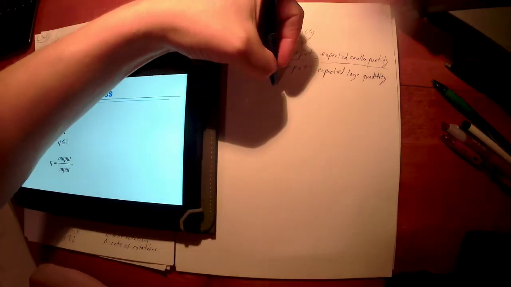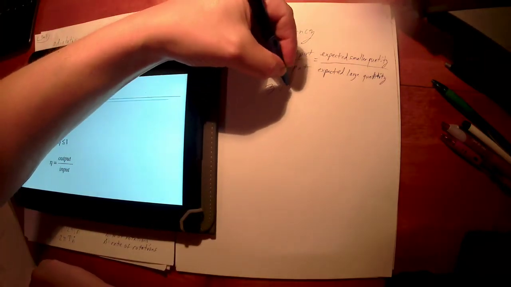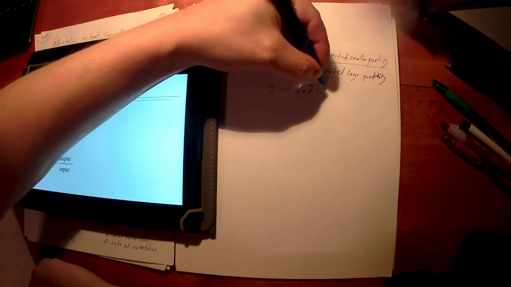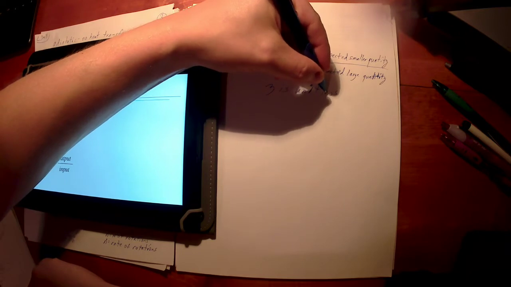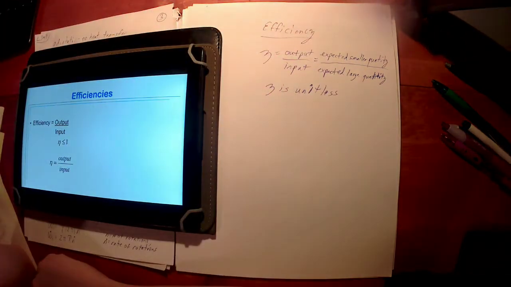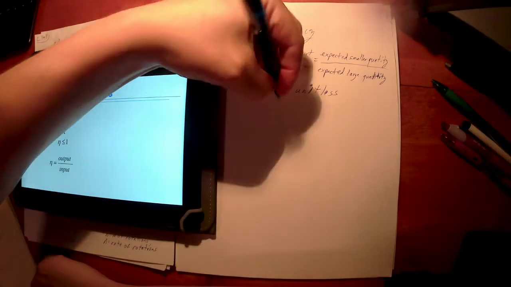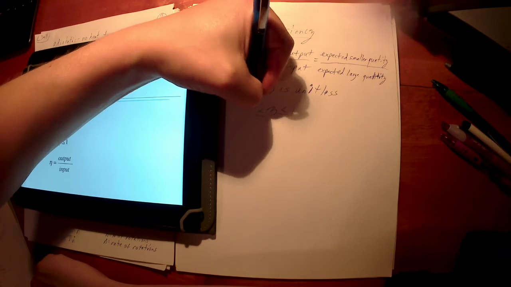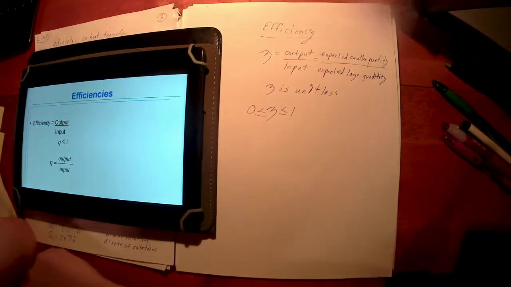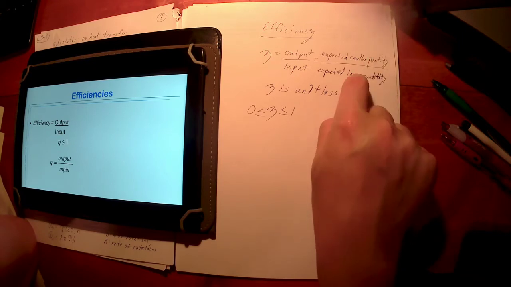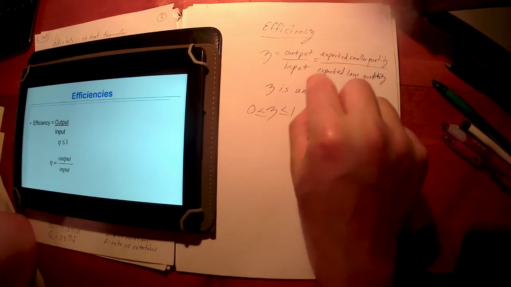A true efficiency is always, always, always unitless. Meaning you've got the same units on top and bottom. Always. A true efficiency is always between 0 and 1. Smaller quantity on top, larger quantity on bottom. Always. And if it's not, double check your units.